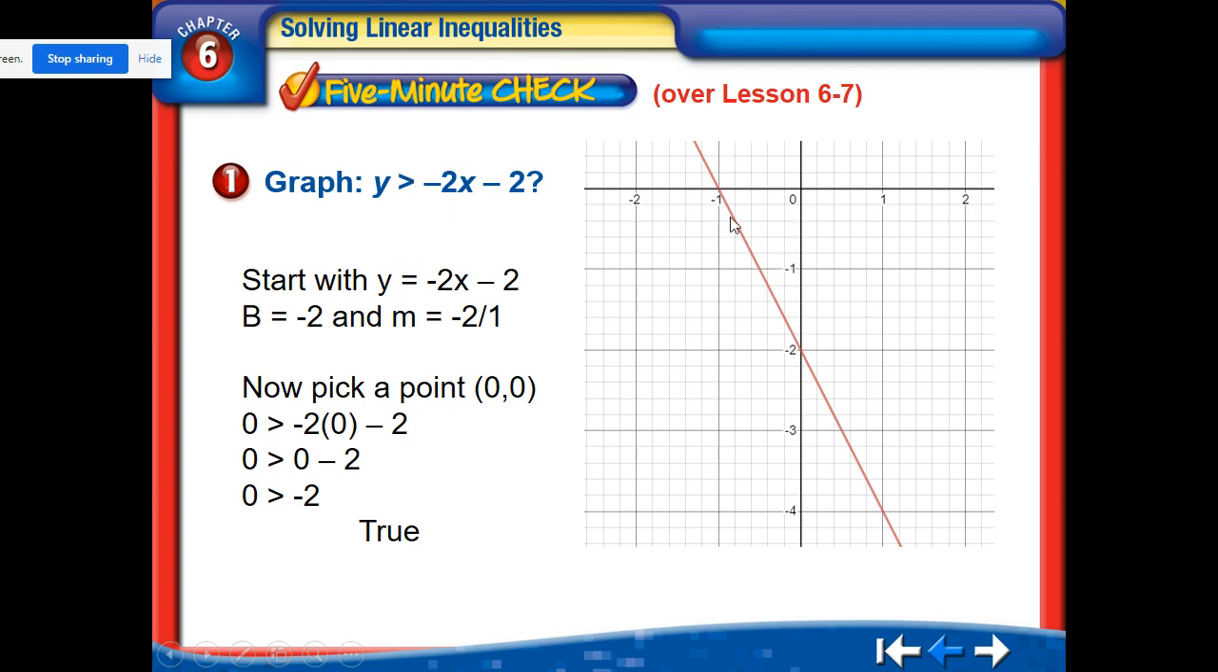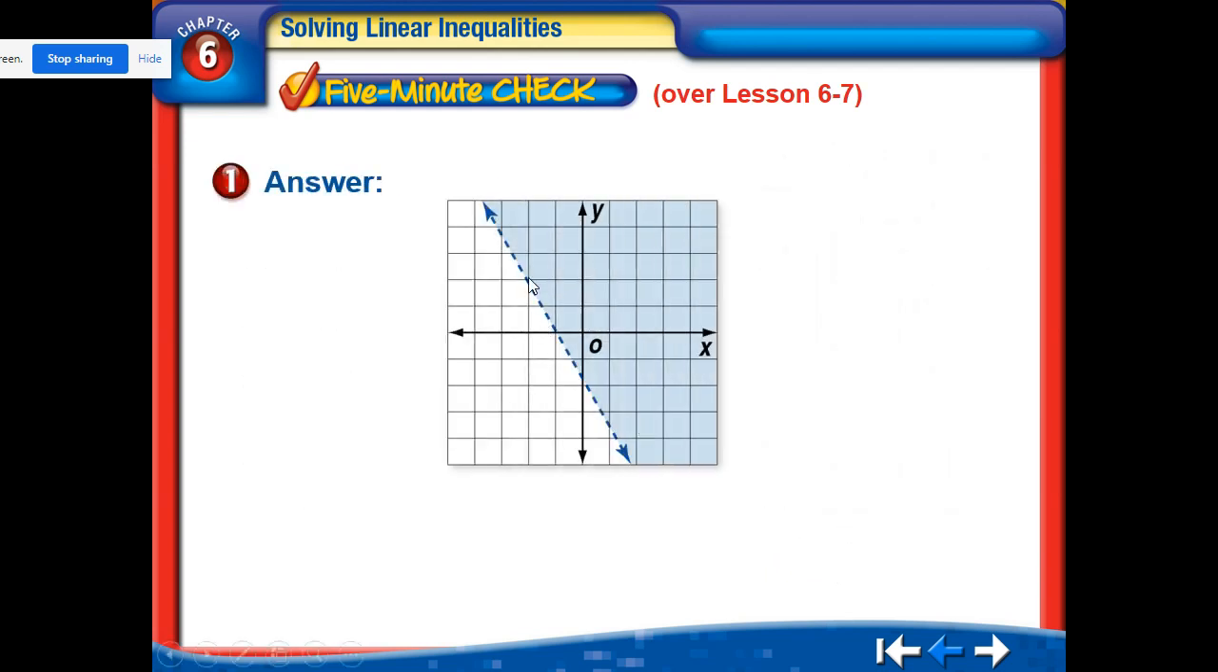Where are all the points that are above the line? So above the line would be all over here. A greater than is always above the line. Less than would always be below the line. So let's look at this actual answer. So here's the actual answer.